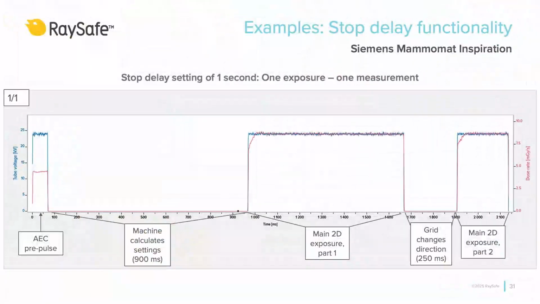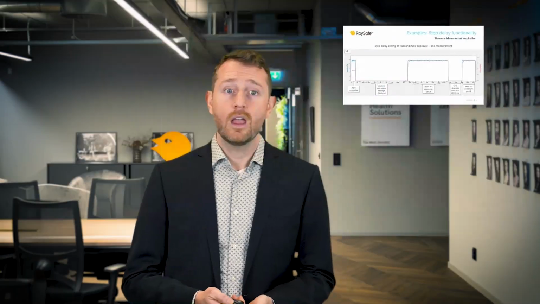In this example, we are looking at a measurement from a Siemens Mammomat installation. First, it will do an AEC pre-pulse. Then it will use the pre-pulse signal to calculate the correct settings for the exposure. It will do the main 2D exposure. It will change the grid and make the last exposure. With a long stop delay setting, everything is captured in a single measurement, and you can easily get an overview of what the machine is doing.